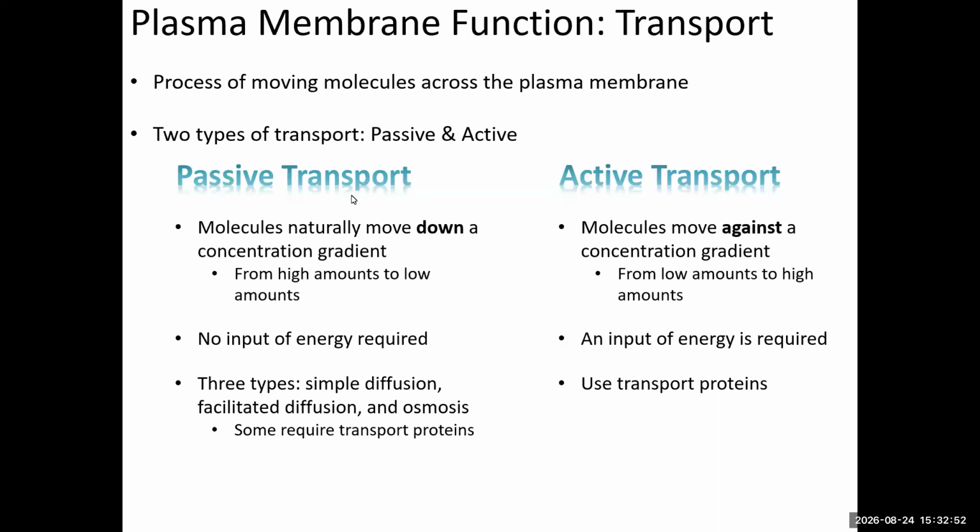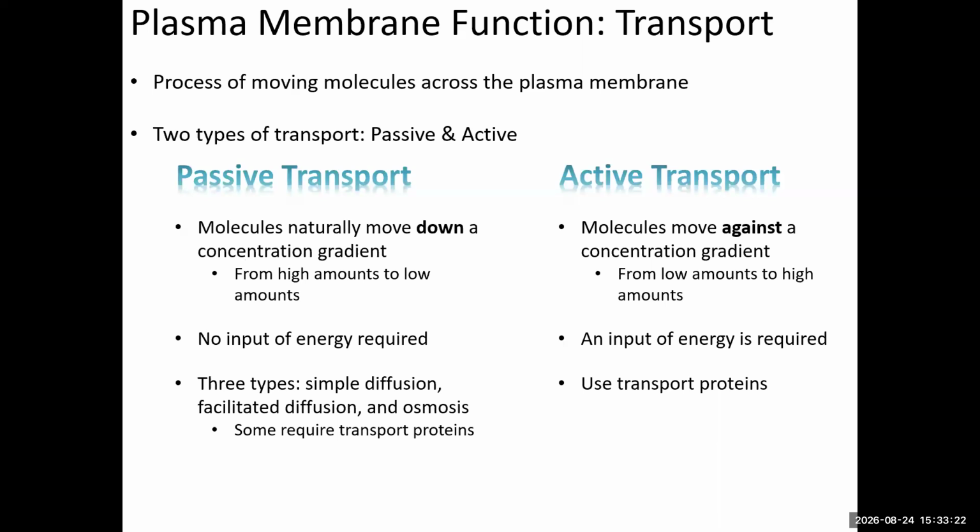So, with passive transport, molecules are just naturally moving down their concentration gradient. Okay, so this is a passive process. No input of energy is required. It's just going to happen. And so again, the two big features: no input of energy is required, and molecules are moving down their concentration gradient. You might be saying, Chelsea, what's a concentration gradient?